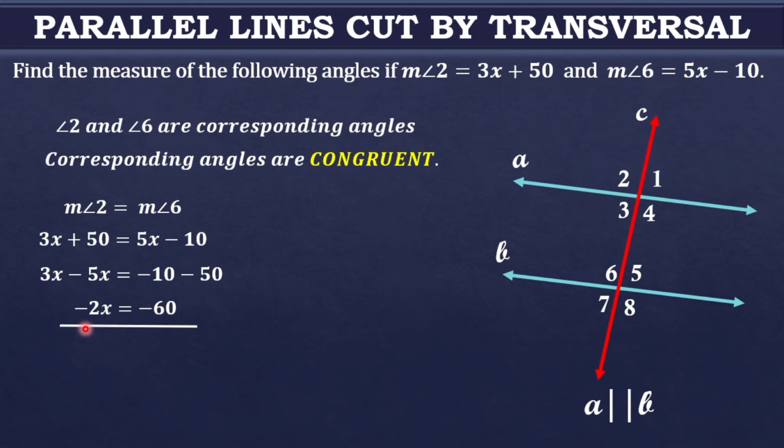So, divide both sides by negative 2. We can now cancel negative 2. So, we have x is equal to 30 because negative 60 divided by negative 2, that is positive 30. Now, we already have the value of x. Meron na tayong value ng x which is 30.